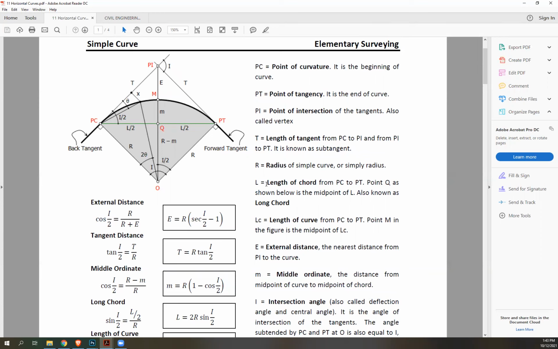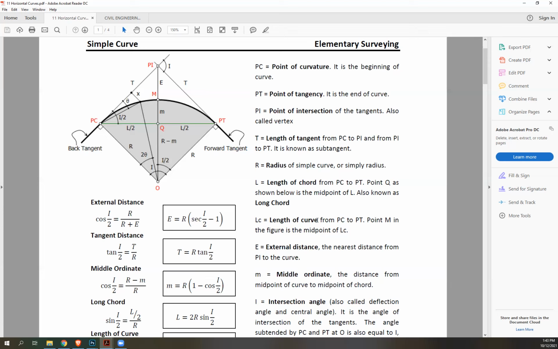Next, capital L is the length of chord from PC to PT. This straight line is your chord. And then point Q, as shown, is the midpoint of L. Capital L is the length of chord, so Q is the midpoint of that and therefore bisects your chord into two. So this is L over 2, this is L over 2.